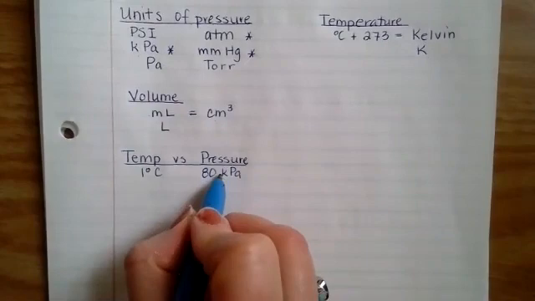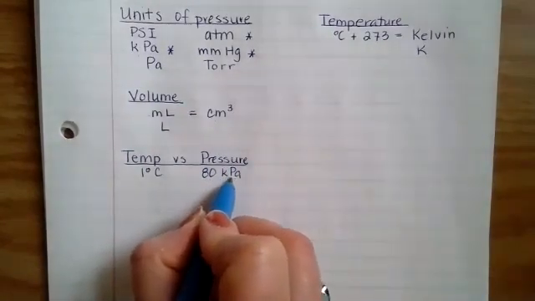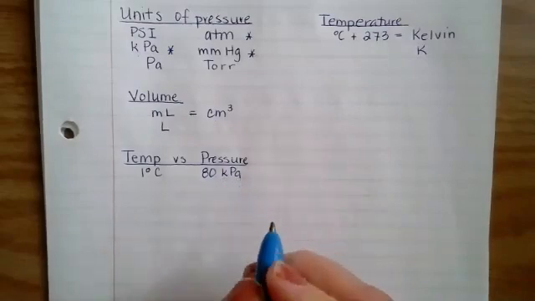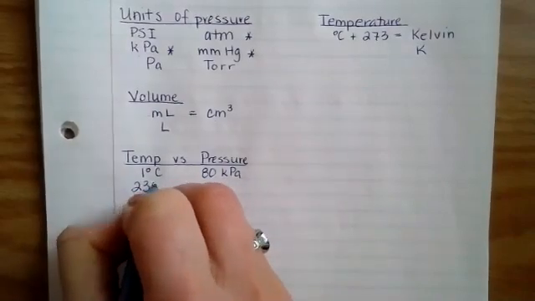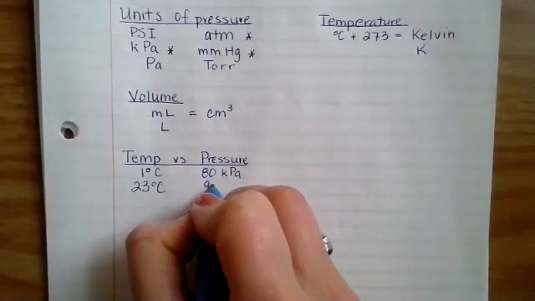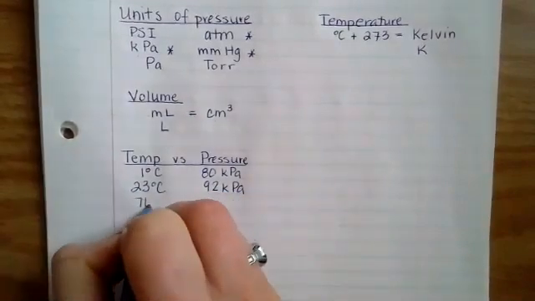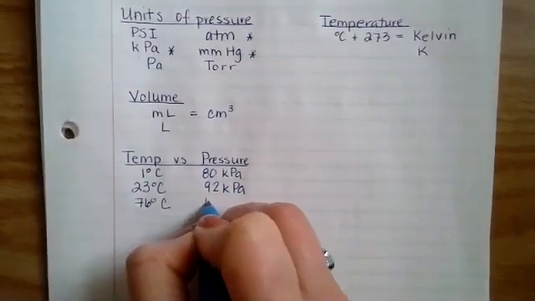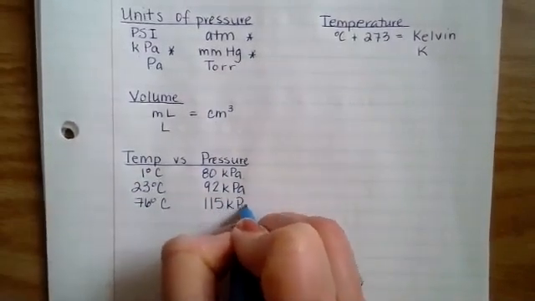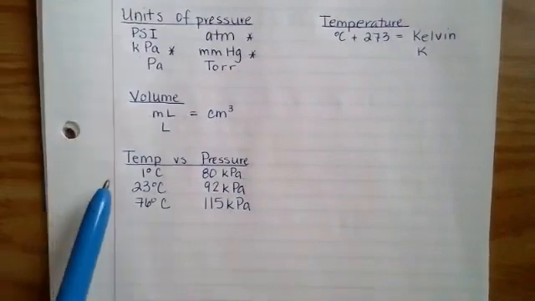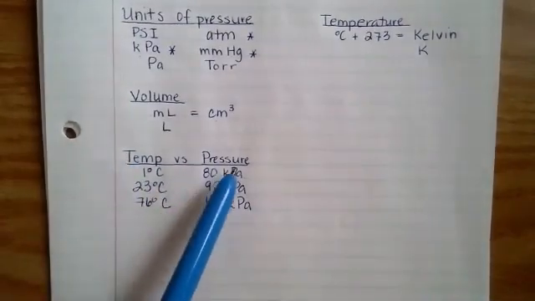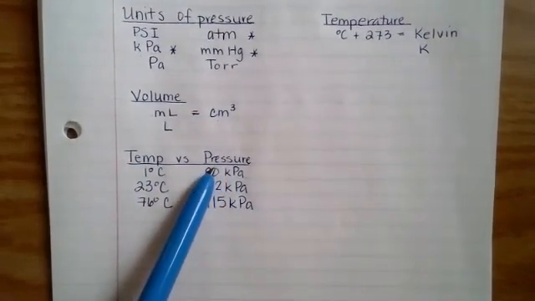And I believe the student that wrote this on the board for me at the time just wrote kP, but the actual unit is kPa. At 23 degrees Celsius, we have 92 kilopascals. At 76 degrees Celsius, we had 115 kilopascals. So let's take a look at the relationship between temperature and pressure, these two.